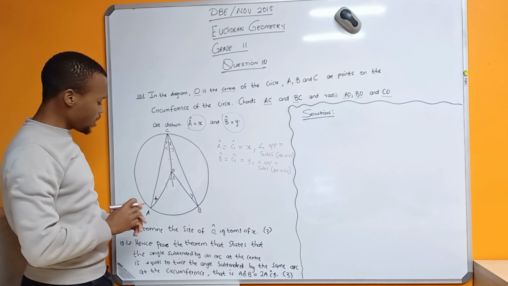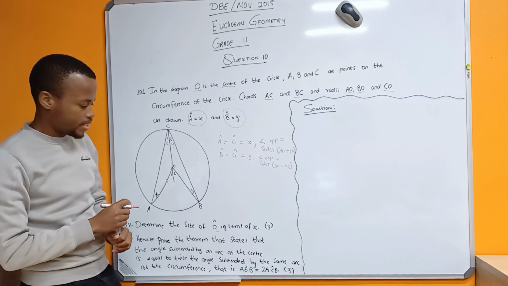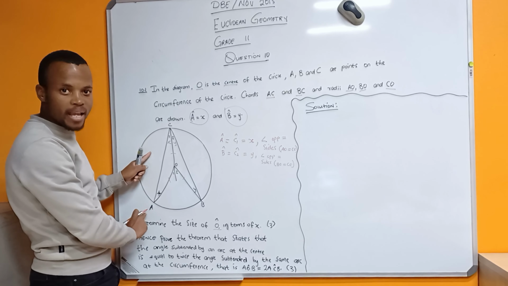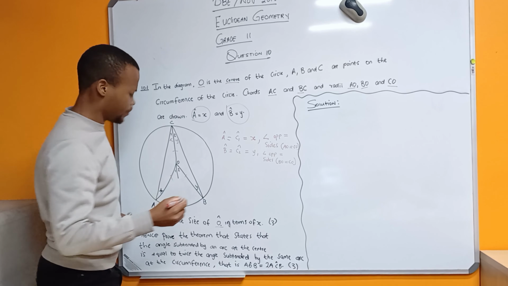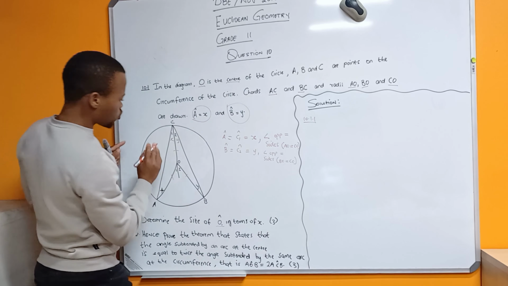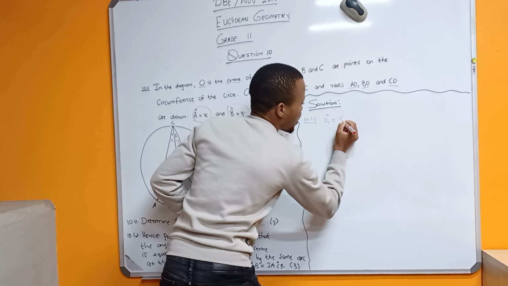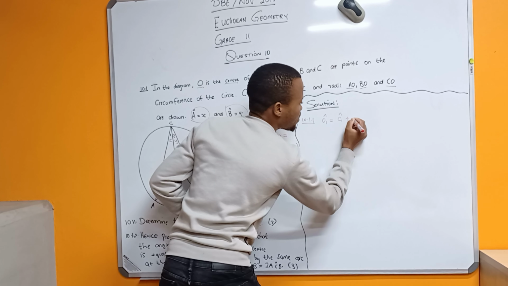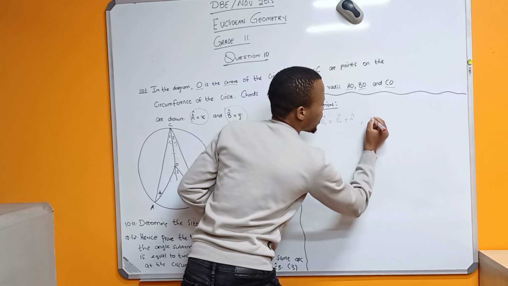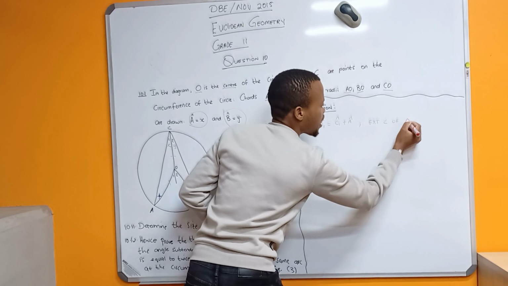What is the question given to me? I'm required to determine the size of O1. How do I get O1, knowing C1 and angle A? That one is easy. For 10.1.1, to get that one, O1 is equal to angle C1 plus angle A. The reason behind that is it is an exterior angle of a triangle.